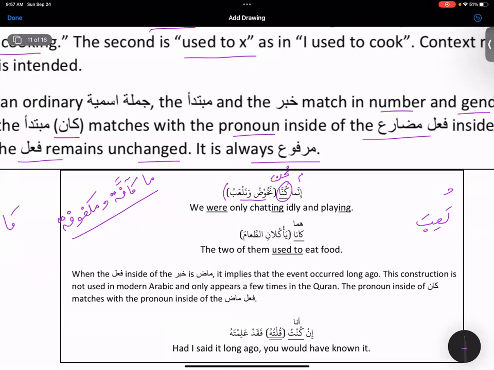And now this khabar kana is not one mufrad word. Rather, it is a jumla fi'liyya. Remember, khabar of kana is always going to be jumla fi'liyya. So this is khabar kana basically, and we're going to say khabar kana fi mahalli nasab. Again, nakhudu is fi'l mudari, fa'iluhu nahnu. And nalabu, same thing. So we were only chatting idly and playing, right? Just lahw and laghw basically. So they were making this worldly life just fun.